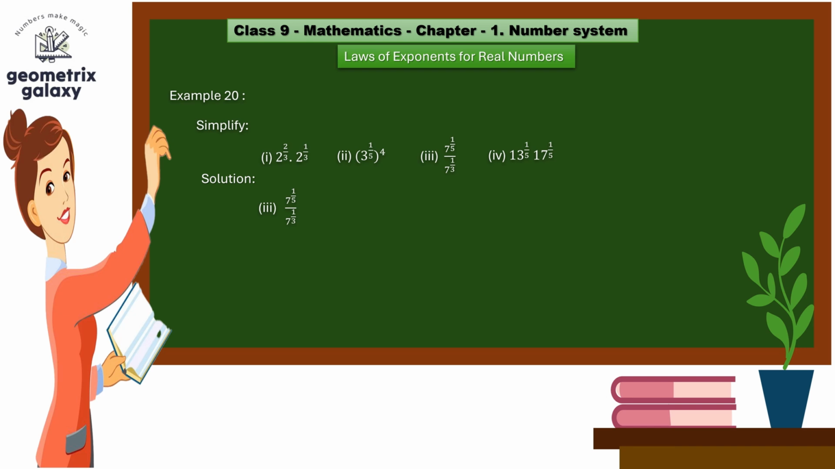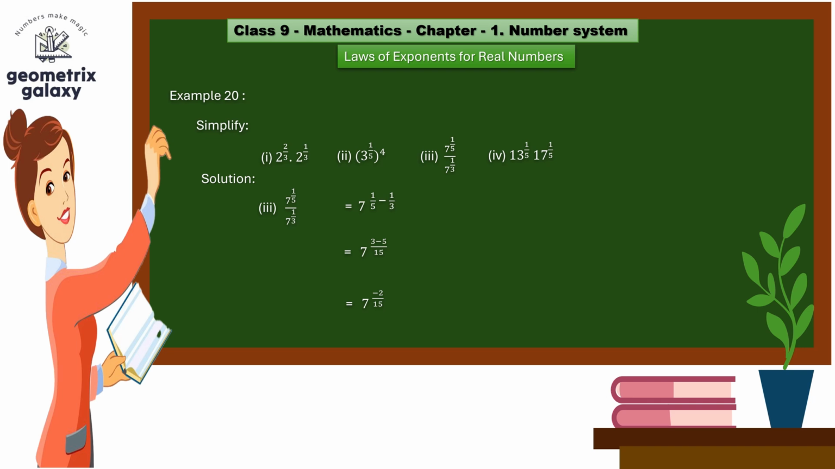Here the bases are same. The operation is division, so we need to subtract the powers. Therefore, the answer for this question is 7 to the power 1 by 5 minus 1 by 3. Now, 1 by 5 and 1 by 3 are unlike fractions. Therefore, we need to find LCM for 5 and 3. The LCM for 5 and 3 is 15. So, in the numerator, I get 3 minus 5. 3 minus 5 is minus 2. The final answer is 7 to the power minus 2 by 15.